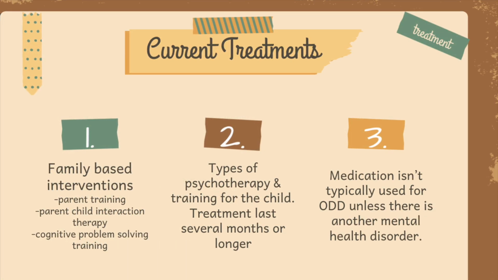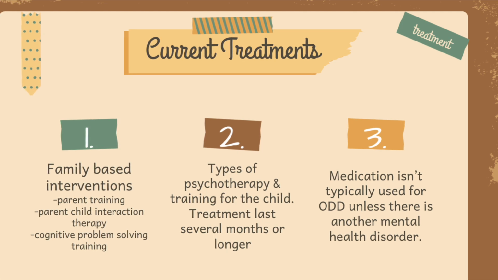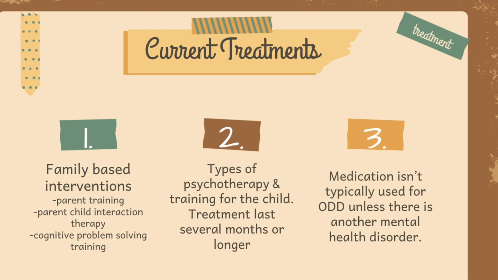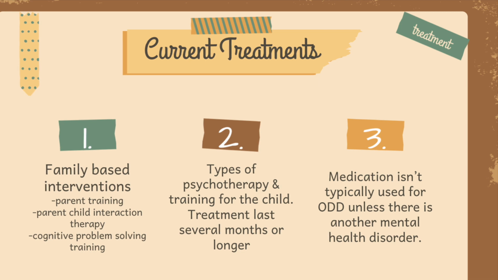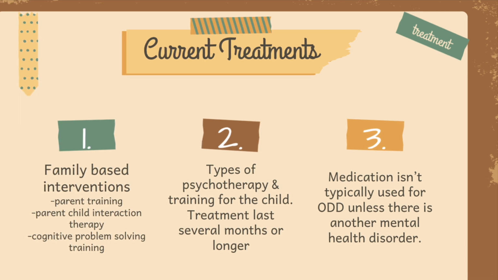Current treatments. The first one is family-based interventions, and that includes parent training, parent-child interaction therapy, and cognitive problem-solving training. Parent training is done by a mental health professional who will come in and help parents develop parenting skills that are more consistent, positive, and less frustrating for you and your child.